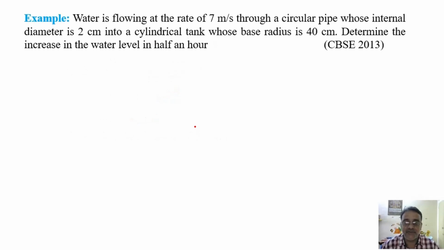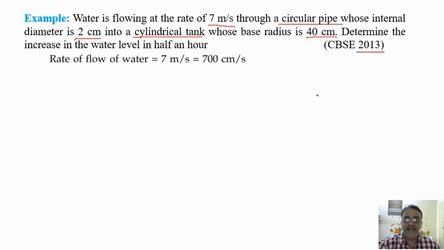Now we'll move towards the next question. This is also a CBSE board question, 2013. Water is flowing at the rate of 7 meter per second through a circular pipe whose internal diameter is 2 centimeter into a cylindrical tank. For the circular pipe, the internal diameter is given, and if we fill the water through the circular pipe, it will take the shape of a cylinder. The base radius of the cylindrical tank is given 40 centimeter, and we have to determine the increase in the water level in half an hour.